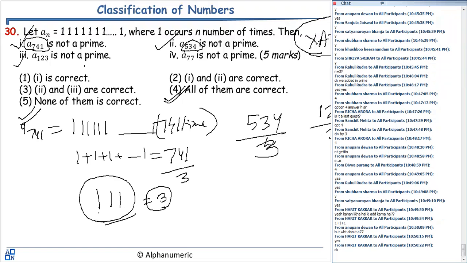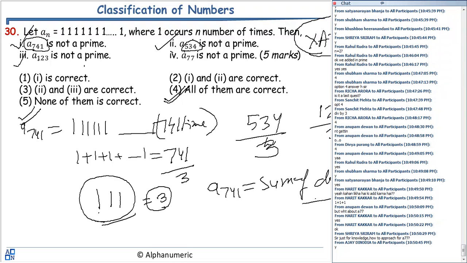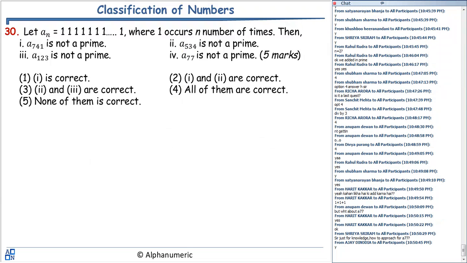Similarly, A741, the sum of the digits is divisible by 3. The sum of the digits is divisible by 3, so it means it is a prime number. Sorry, it is a composite number. Is it clear to all of you? I discuss the fourth option. Going by the options, the fourth came. But now how to identify whether A77 is a prime or not?